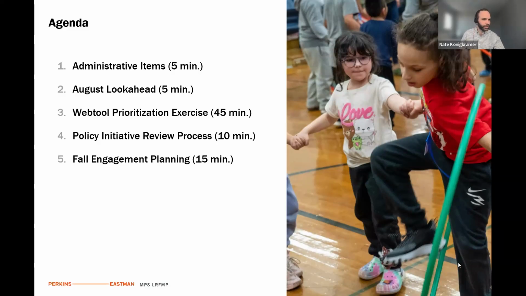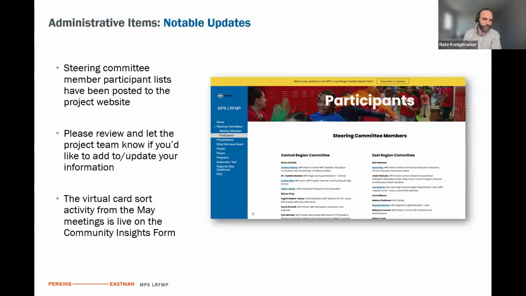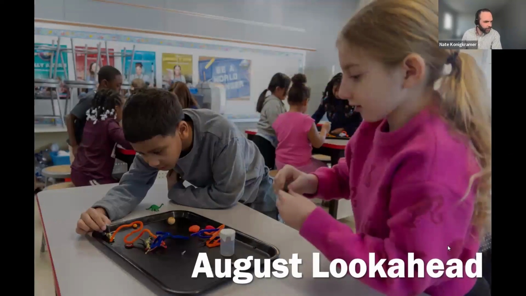So with that, we'll jump into the admin items. The couple of quick updates: we have those member lists on the project website if you haven't seen that already. Please double check that the information you shared is included correctly, or if there's anything you wanted to add or revise, we're happy to make those updates. The virtual card sort activity is live on the Community Insights form, which is also located on that project website. We've gotten all the kinks sorted out to make sure that folks can participate in that activity. Those are the most noteworthy items there.